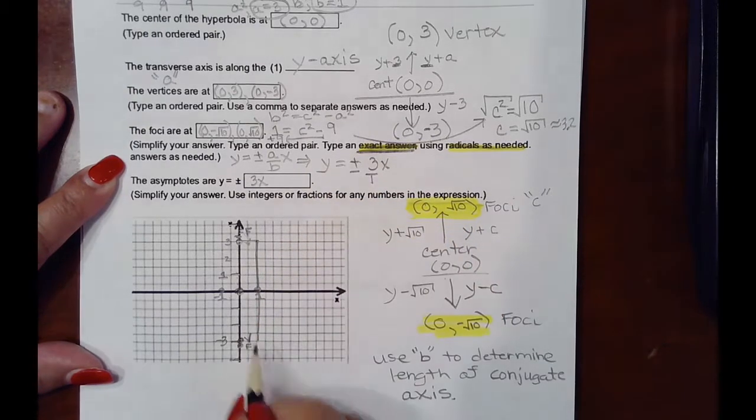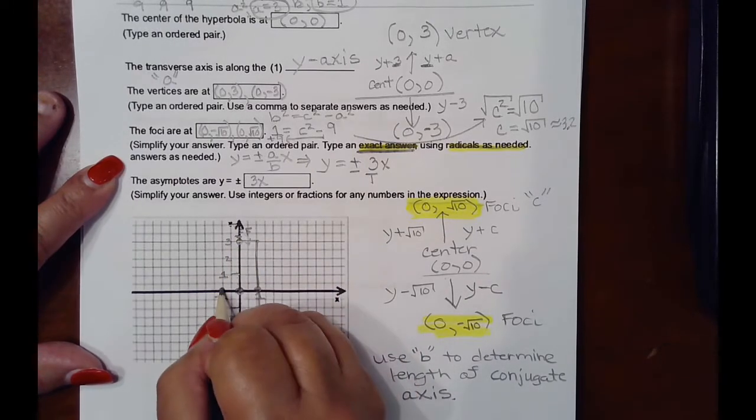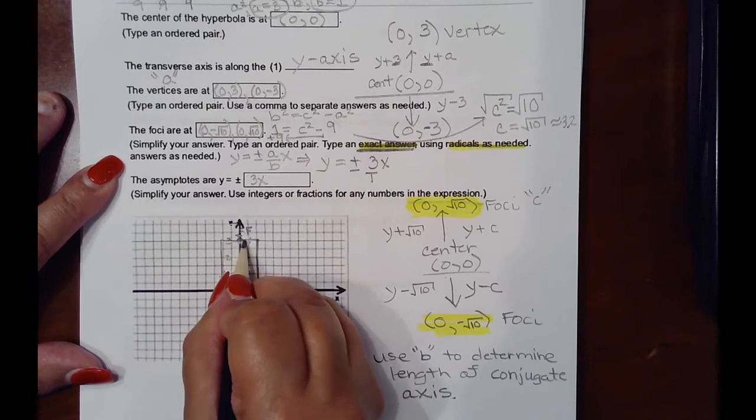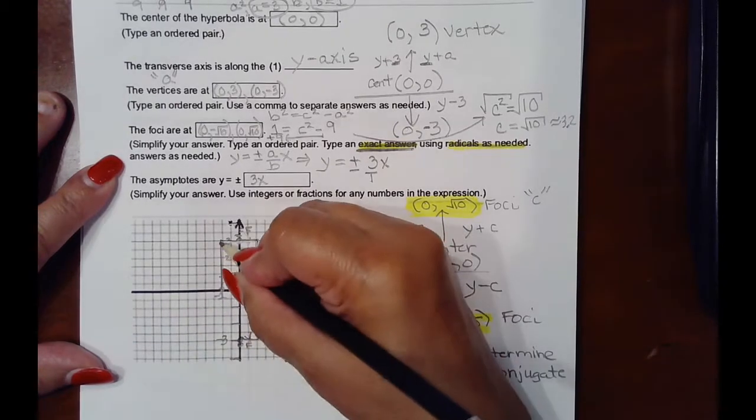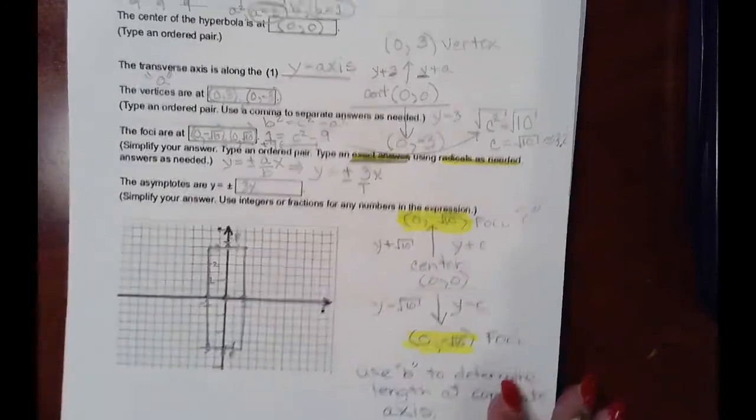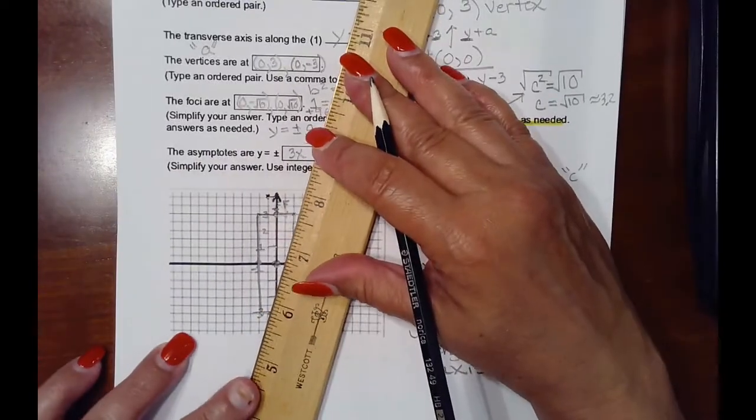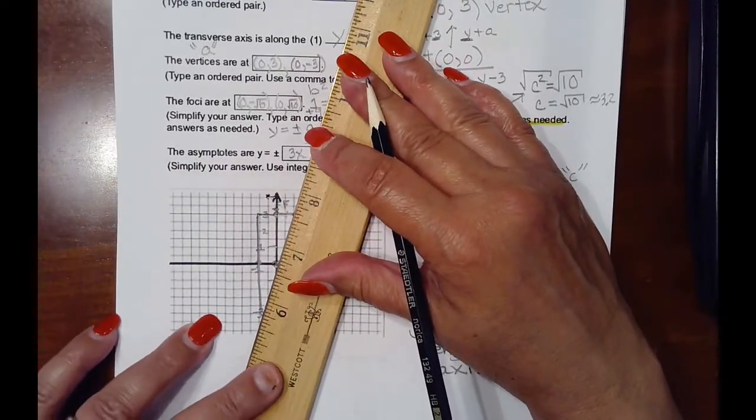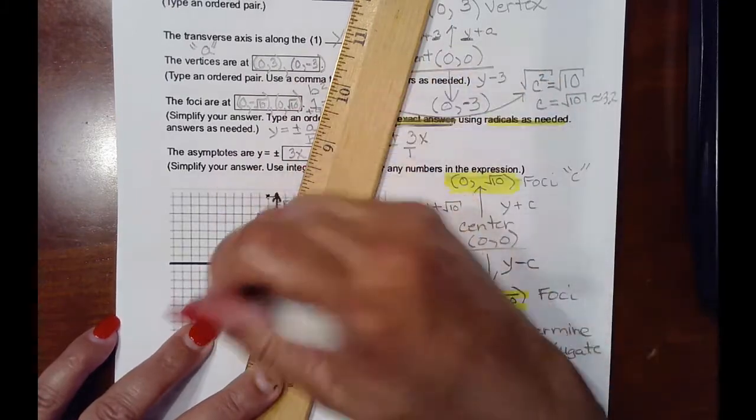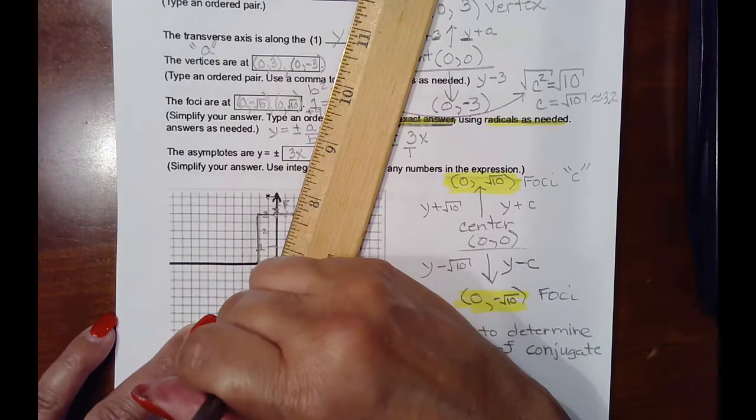So the B value just helps with the dimensions of this auxiliary box. Go all the way up to 3, create this rectangle, and then you can put your asymptotes right through the vertices as we have been for all the other pictures. And you've already named them, so you don't have to name them on the picture, but you can if you want to.